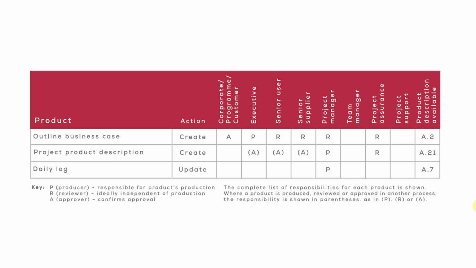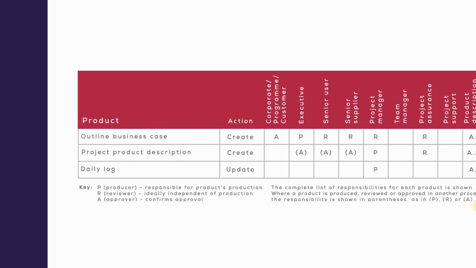Well, which process can that possibly be? It's a project board's process, fairly obviously. It's going to be the directing a project process. So when you get to that activity in the directing a project process, you're going to find that the A's are written in standard format, but the P for produced will say it was produced by the project manager, but that P will be in brackets because it will have been produced in another process. That's what those brackets mean. And then obviously your daily log is updated always by the project manager.